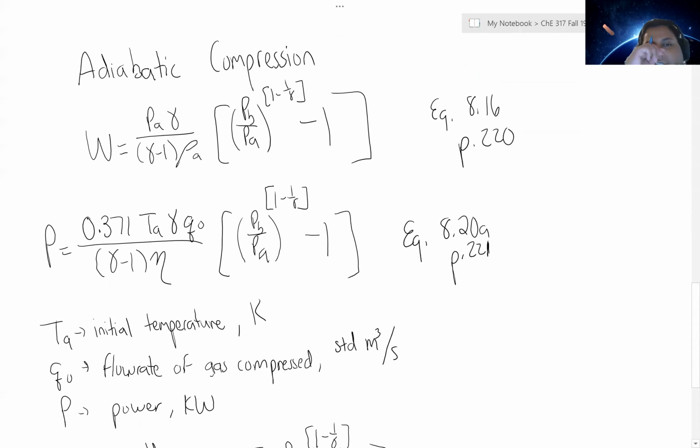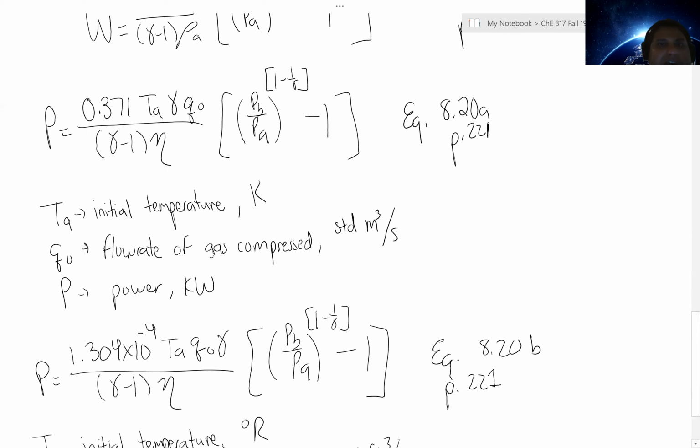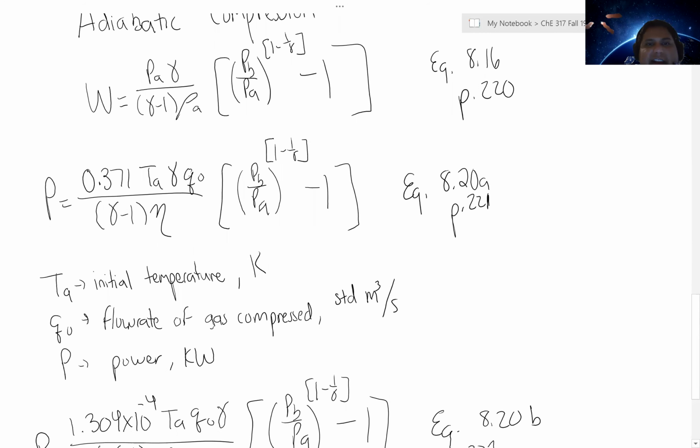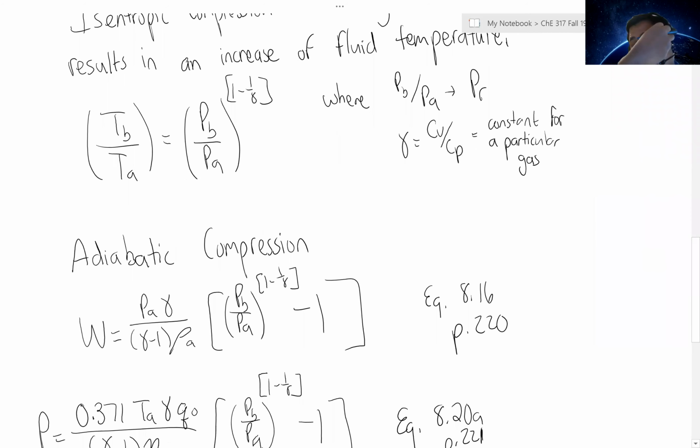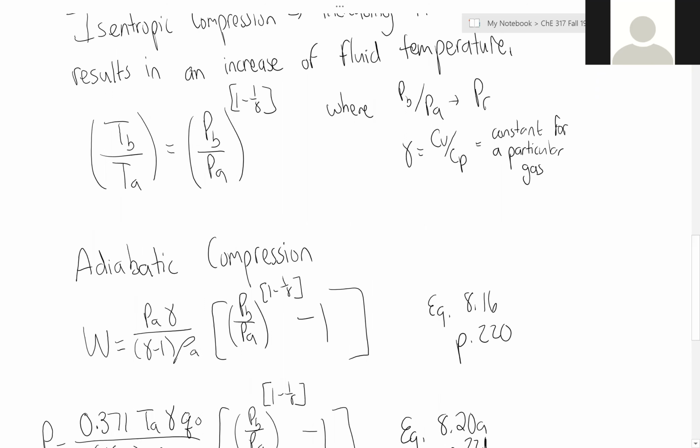So for adiabatic compression, we can solve for both the work and the power, provided we have our initial conditions and our desired compression ratio over that compressor. In addition, we can solve for the temperature we get out of the outlet using our isentropic equation, which is equation 8.13 on page 216.